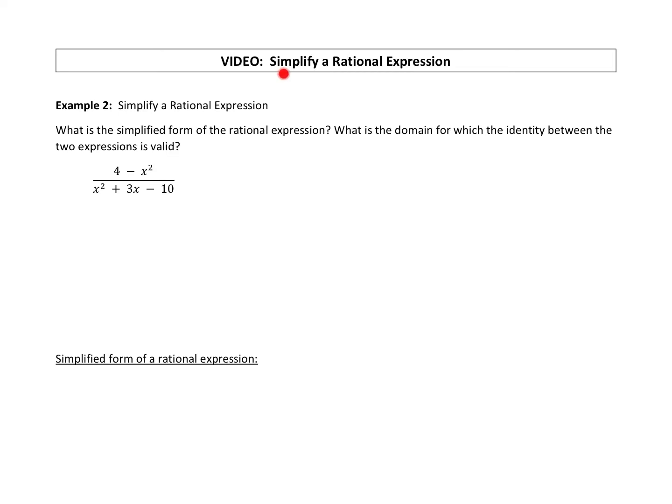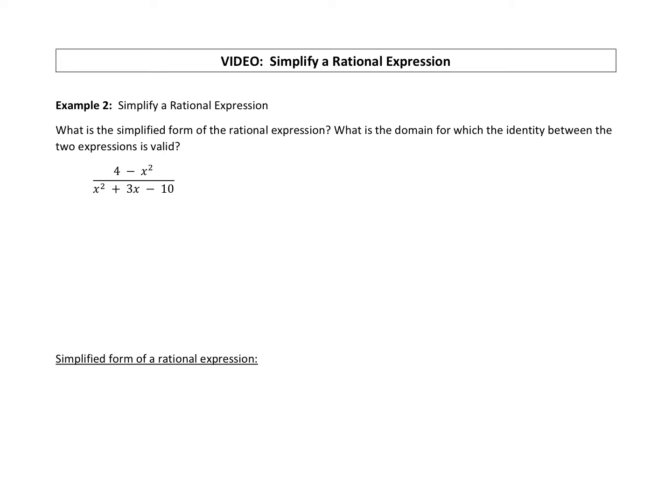All right, we're going to simplify a rational expression in this example. What is the simplified form of the rational expression? That's actually what we just did in the last video, but I want to make sure we know how to deal with this 4 minus x squared. What is the domain? We were finding domain in the last video as well, for which the identity between the two expressions is valid.